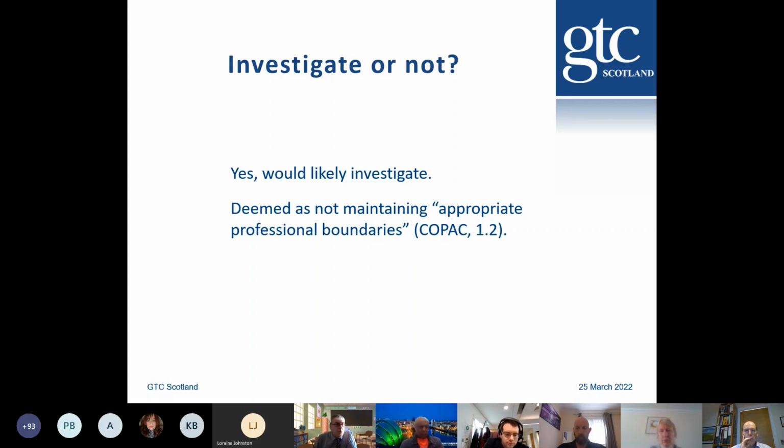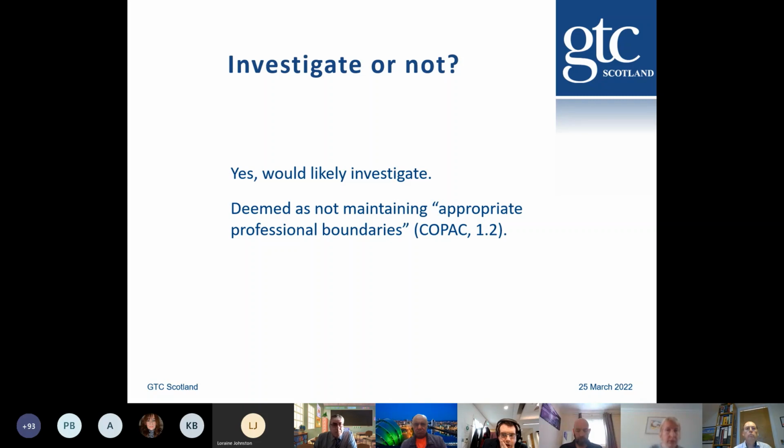It's deemed as not maintaining appropriate professional boundaries, COPAC 1.2. Someone mentioned part one of COPAC there. There are ethical questions here around relationships and the sort of relationships that are appropriate for lecturers to engage in with students. It's not just about age, which can make things clear cut in a school setting, for instance. One of the questions earlier was about, is COPAC suitable for the college sector? Some things can be clear cut in the school setting, but there's other factors which are just as relevant in the college sector as would be relevant in the school setting, such as power differentials that exist in certain relationships.